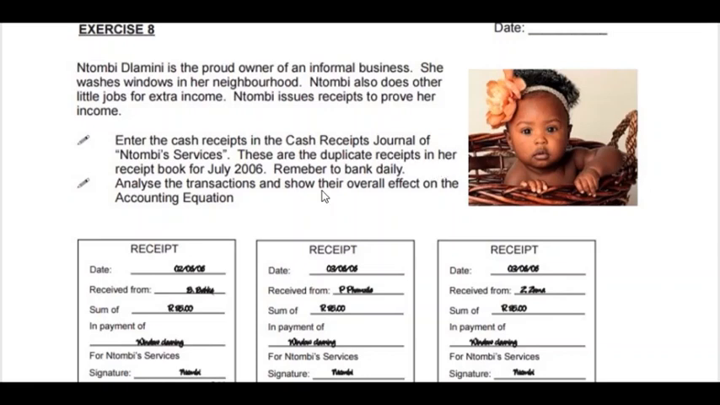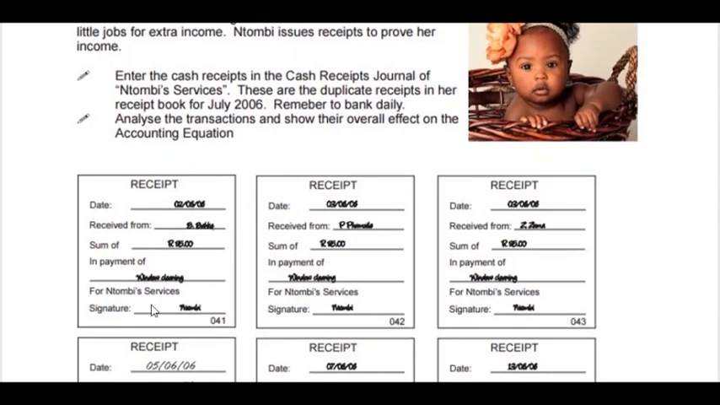In her receipt book for July, this is a mistake, must say June 2006. And remember to bank daily. Okay, so you'll see what that means. And then I want you to ignore this accounting equation thing. We're not going to do the accounting equations while we do the CRJs, because you will see the format is a little bit weird. Okay, so let's look at the first receipt.